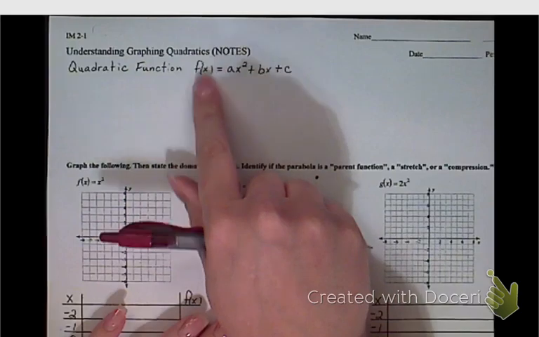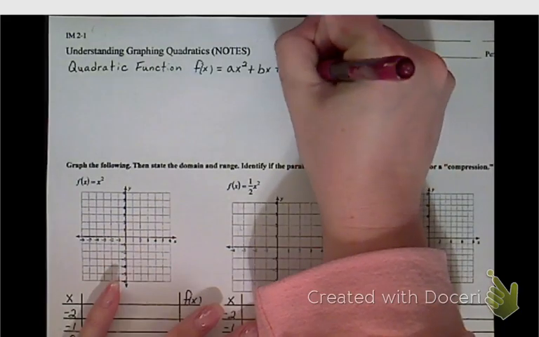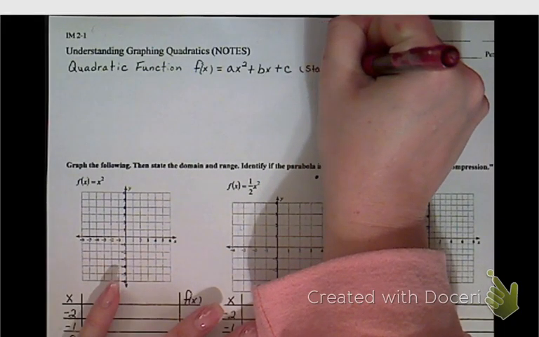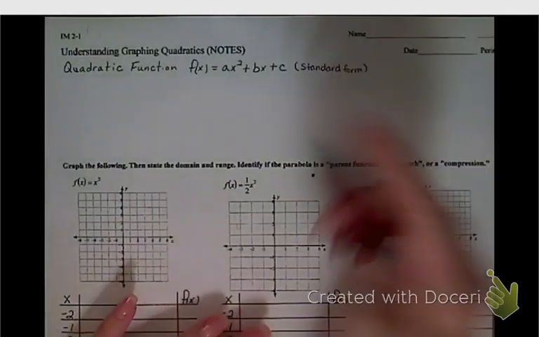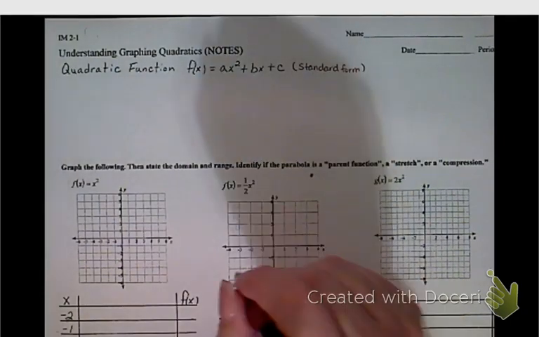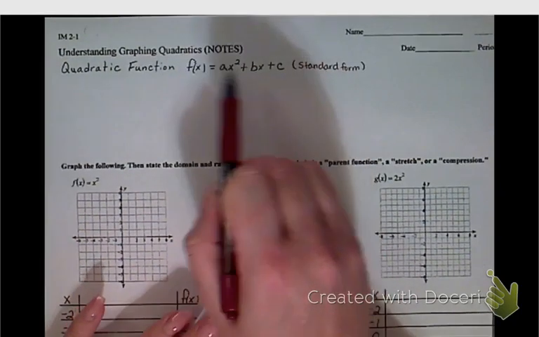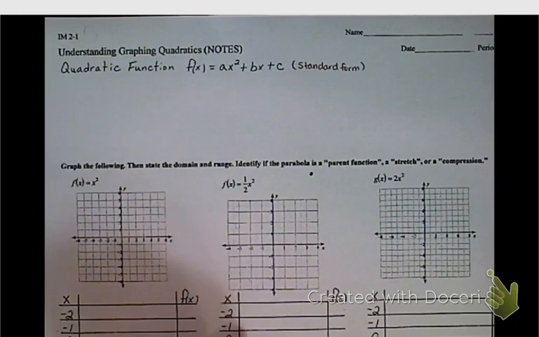Here is our general formula for a quadratic equation. f of x equals ax squared plus bx plus c. Remember, this is in standard form. And f of x is the same as y. Typically, if it's in function notation, you're going to plug something in for that value of x to solve for the y value, which we'll get to when we start actually graphing and using our table of values.